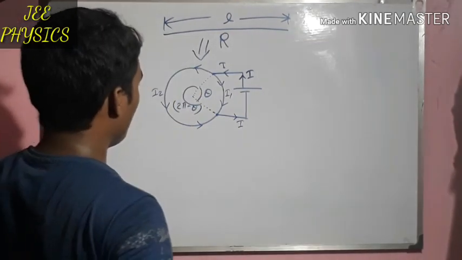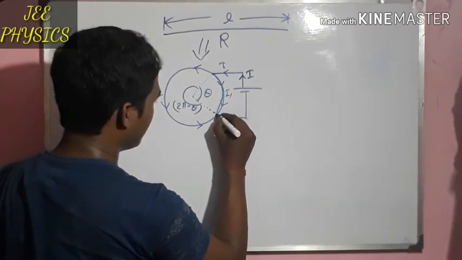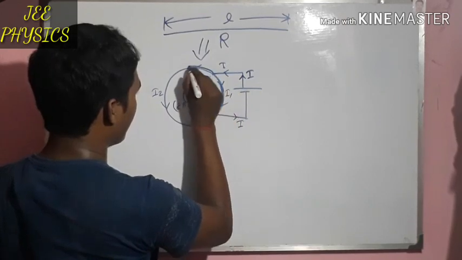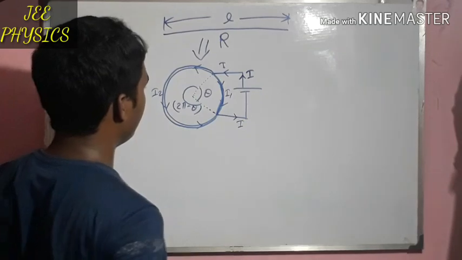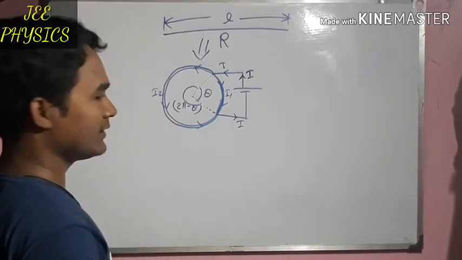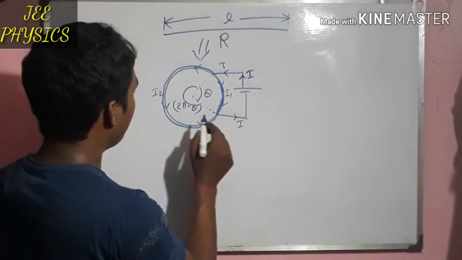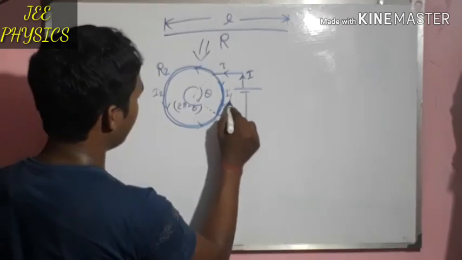So this part of the wire and the rest part are in parallel. So we have to find the equivalent resistance. Before I find the equivalent resistance, I have to first find the resistance of this and the resistance of this.